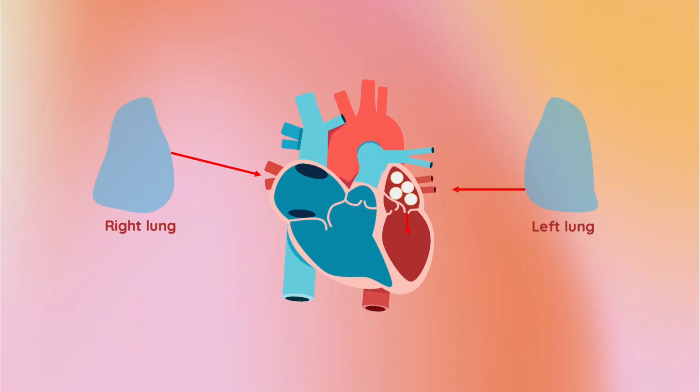After picking up the oxygen in the lungs, the blood returns to the heart through the pulmonary veins, entering the left atrium. The left atrium contracts, forcing the blood through the bicuspid valve and into the left ventricle. Now, the left ventricle, the strongest chamber, contracts forcefully, sending the oxygen-rich blood through the aortic semilunar valve into the aorta, which distributes it to the rest of the body. And just like that, the cycle repeats itself, ensuring that oxygen and nutrients are delivered where they are needed most.